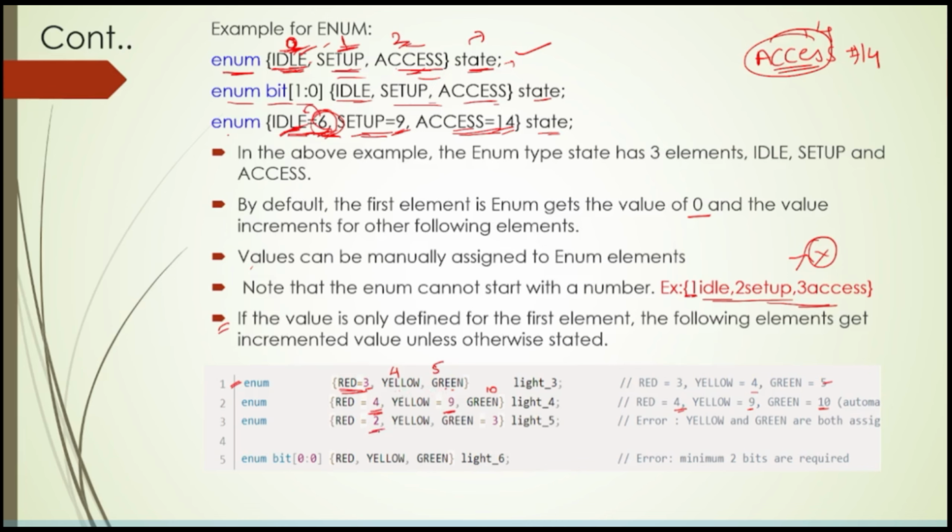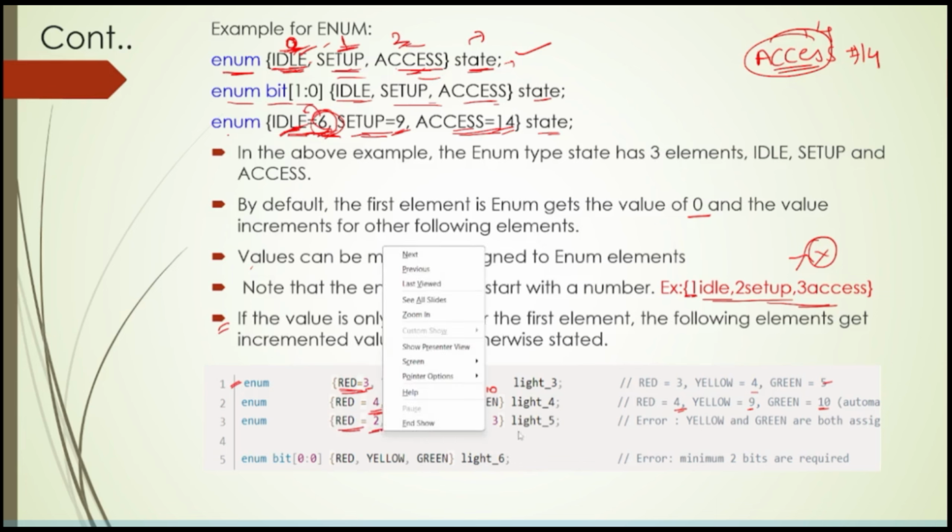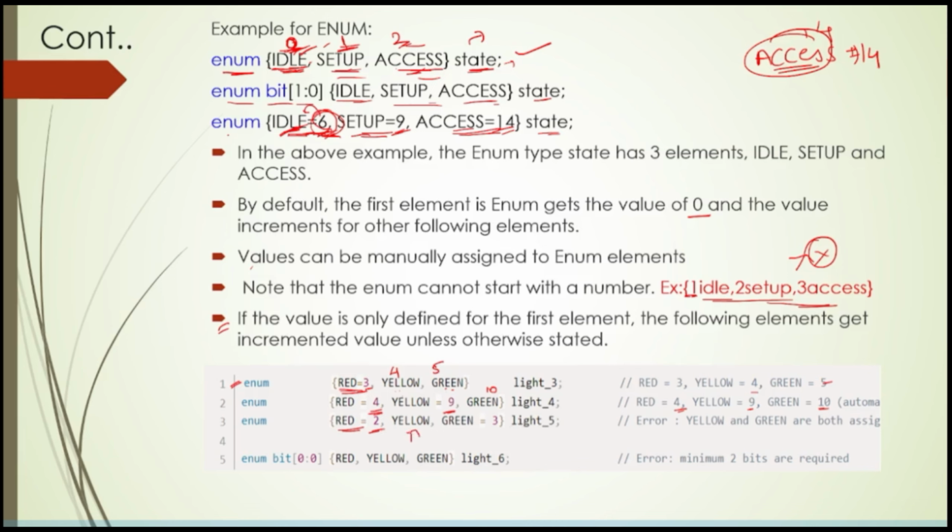If you see this one, this is an error. Why? Because you have given red as 2, you didn't give any value to yellow, and you gave green the value 3. Red is 2, fine. Since you didn't give any value, yellow will be 3. But green is also 3.